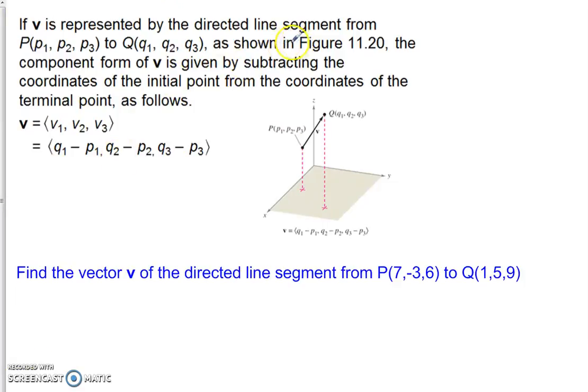Alright, if v is represented by the directed line segment, so basically we did this in 2 space, now we're doing it in 3 space. We'll just take the terminal point minus the initial point, and we're going to do the same thing here. Notice it's a directed line segment from P to Q, which means this is my terminal point, this is my initial point. So v is equal to, and to save time, I'm not going to write it all out, 1 minus 7, so that's negative 6, comma, 5 minus negative 3, which is 8, comma, 9 minus 6 is 3. And I just put that in there. So we're good to go there.